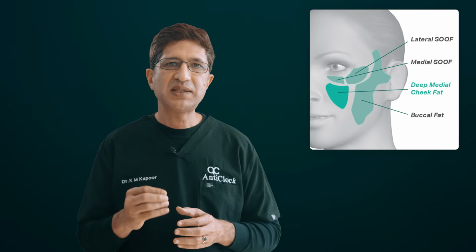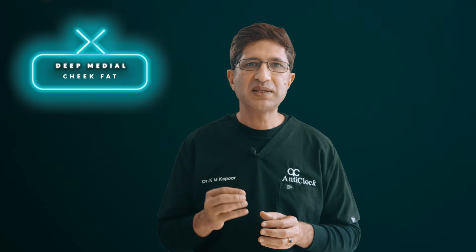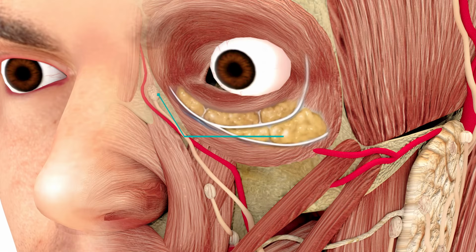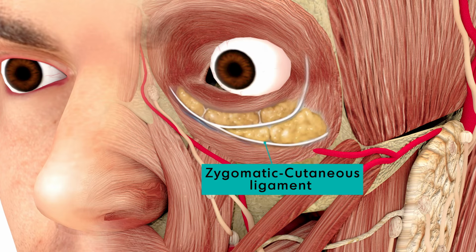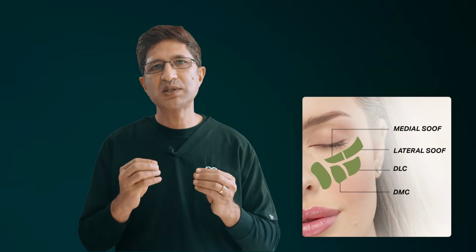Let's talk about individual deep fat compartments. Deep medial cheek fat pad is one of the most important deep fat compartments in the face. This compartment is located in the midface. This is under the SMAS plane and its superior part lies under the orbicularis oculi muscle. Its superior boundary is formed by a zygomatic cutaneous ligament that divides it from medial SOOF, and its lateral border is formed by the angular vein. This fat compartment lies on the periosteum of the maxilla. Between the periosteum and the fat compartment is a potential space which is defined as Ristow space.